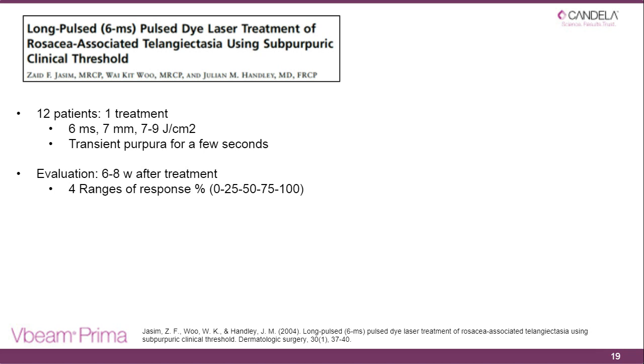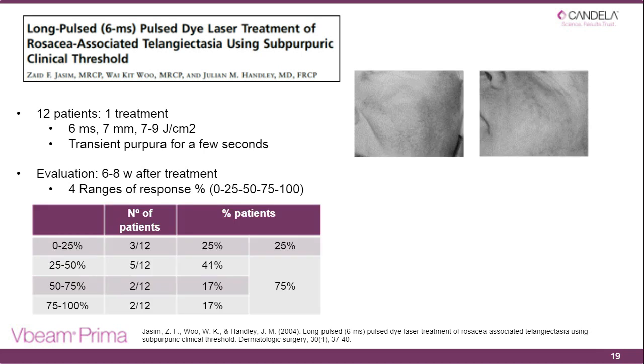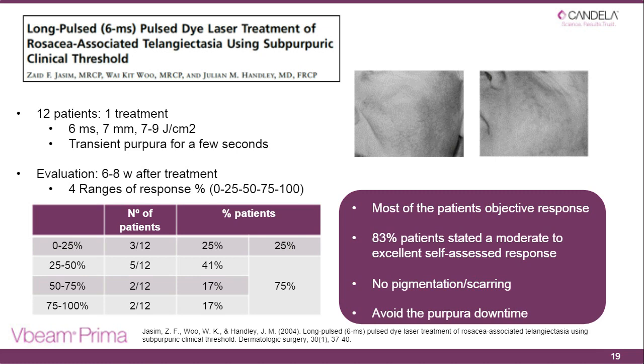And when using this subpurpuric setting, but very close to a purpura, they see that 3/4 of the patients improve over 25% of the telangiectasia of the face. So even though purpura has been shown to be better than subpurpuric settings for treating just telangiectasia, when you use parameters that are very close to the purpura, causing a transient purpura but not a lasting purpura, the response may be as good as when using definitive purpura. In this article in particular, they see that 83% of the patients stated a moderate to excellent self-assessed response without any side effects, and they avoid the purpura downtime.